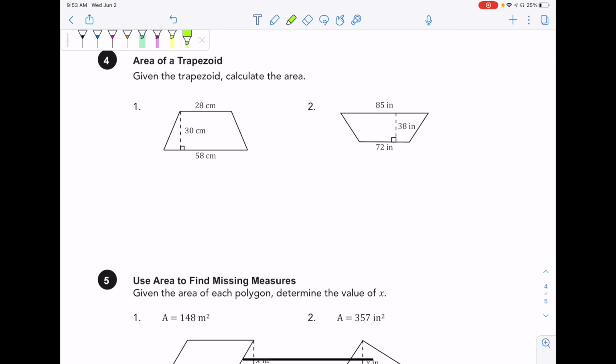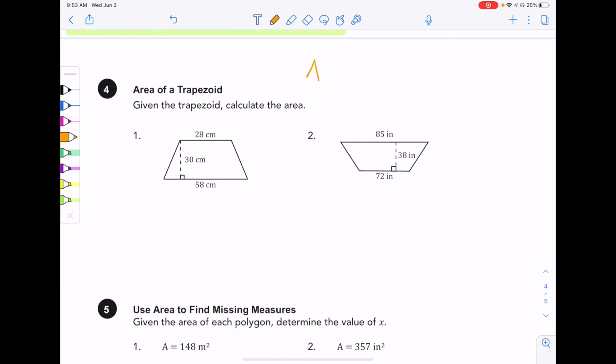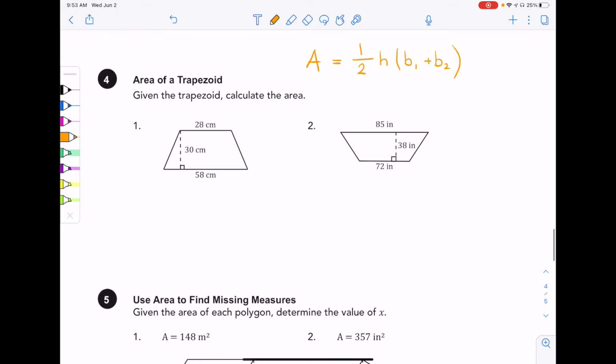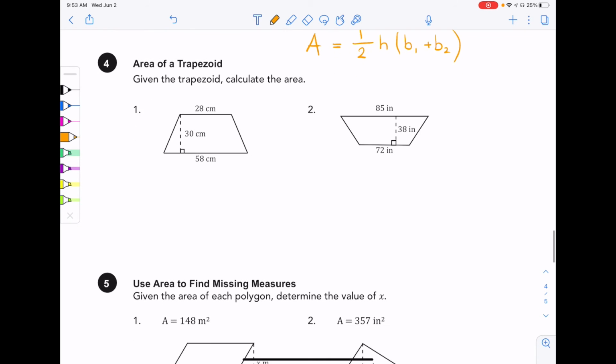All right, so looking for the area of a trapezoid. Because this one is new to us and we haven't done it yet, I'm just going to write it right at the top of our page. So the area is equal to 1/2 times the height multiplied by base 1 plus base 2. And for number 1, we have all of the information we need. We have base 1, we have base 2. And I'm just going to label them. It doesn't really matter which one you pick, but I'm going to say base 1 is on the top, base 2 is on the bottom.